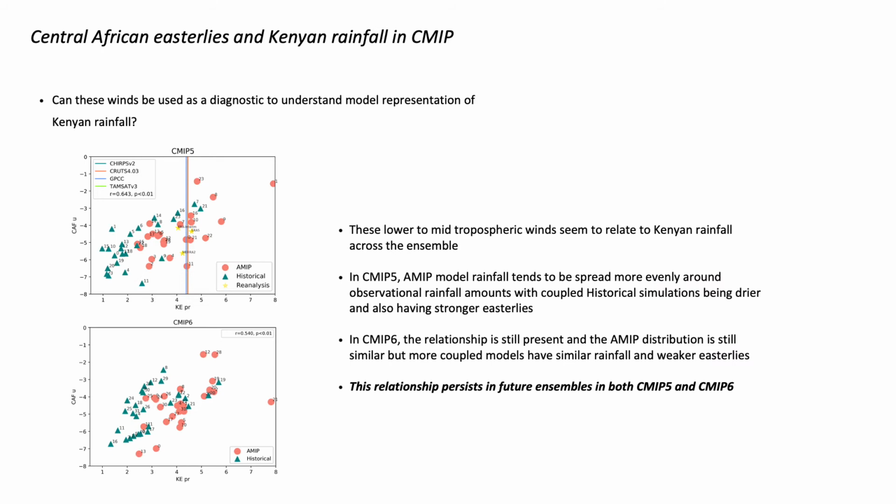Then looking at these across the ensemble, there is a pretty good relationship between Kenyan rainfall and Central African zonal winds at this level, in both CMIP5 at the top and CMIP6 on the bottom. And an important thing to note is that this relationship persists if you look at the same plot using future ensembles in both CMIP5 and CMIP6.